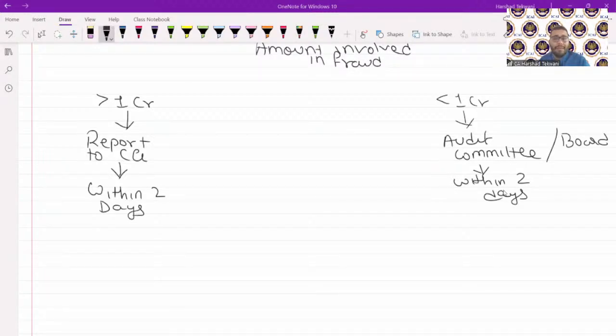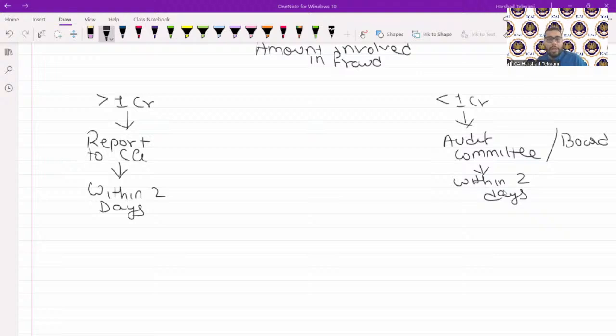Okay. Then there is rule 13 that the auditor is required to follow. Fraud of 1 crore or more should be reported to the central government, that we saw. And fraud of less than 1 crore is required to be reported to the board within 2 days, that we saw. That is also part of the rule. But over and above that, the auditor shall report the matter to the board or audit committee, as the case may be, not later than 2 days of his knowledge, seeking their reply or observation within 45 days.